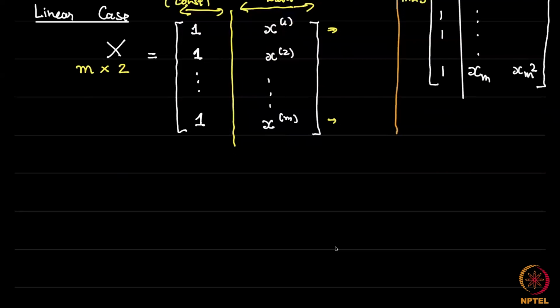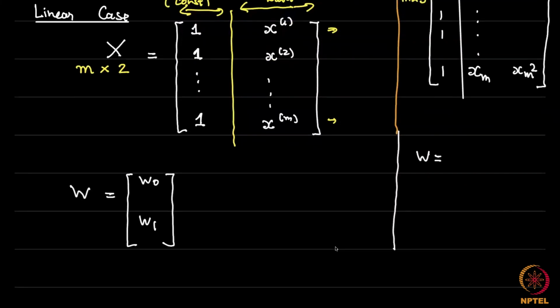Now let's look at the matrix W. W in the linear case is W0, W1. And in the quadratic case, W is W0, W1, W2. Now W here is a 2 cross 1 matrix and W here is a 3 cross 1 matrix.